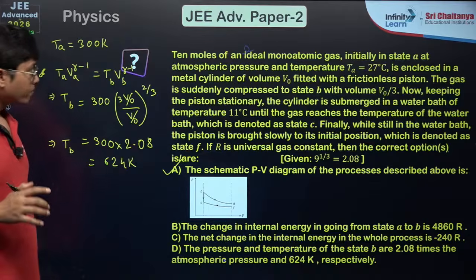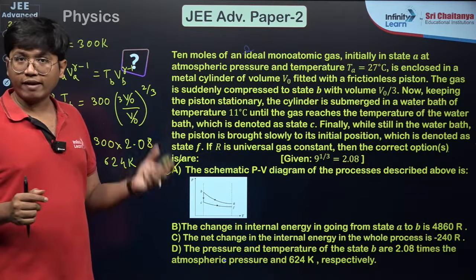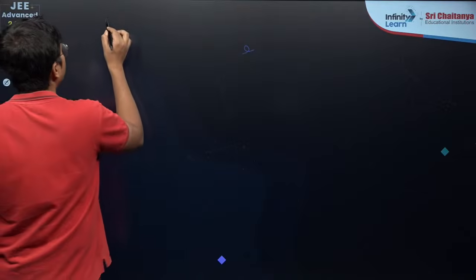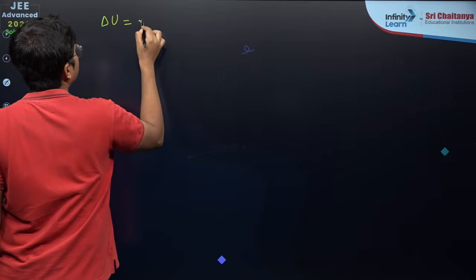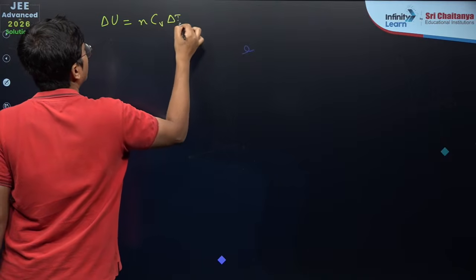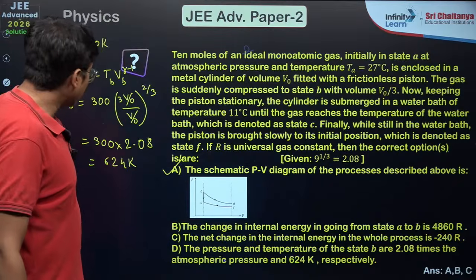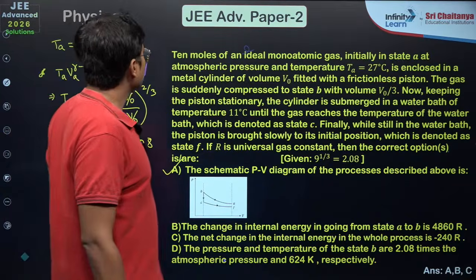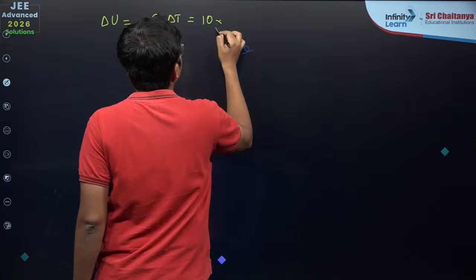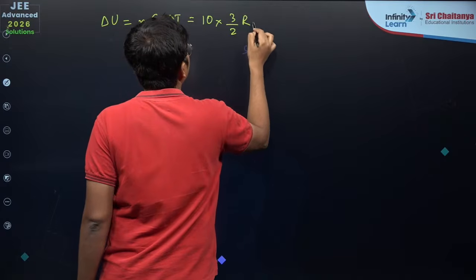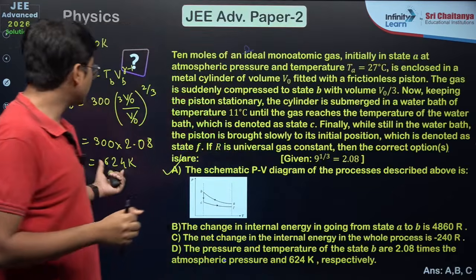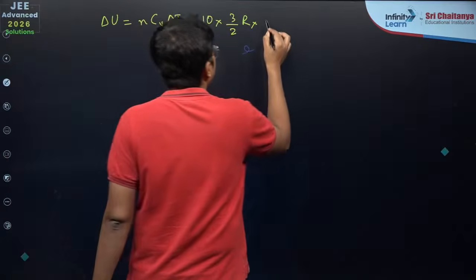Okay, we got TB. Now, once we have TA and TB, we can find the change in internal energy, because the change in internal energy delta U is always nCV delta T. So if we go with nCV delta T, n is 10 moles, CV is 3 by 2 R, multiplied with the delta T, basically it's 624 minus 300, that's 324.